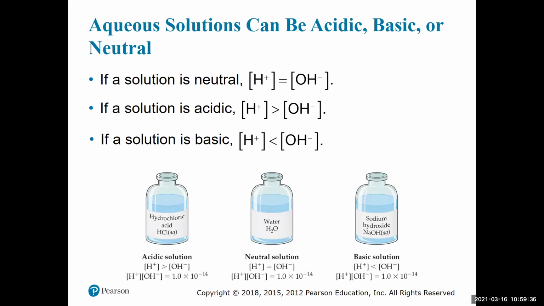Okay, so when we talk about aqueous solutions, if the hydrogen ion concentration and the hydroxide ion concentration are equal, we say the solution is neutral. If the solution has more hydrogen ions, if that concentration is bigger than the hydroxide ion concentration, we say it's acidic. And if it has more hydroxide ions, a higher hydroxide concentration than hydrogen ion concentration, then we say that solution is basic.